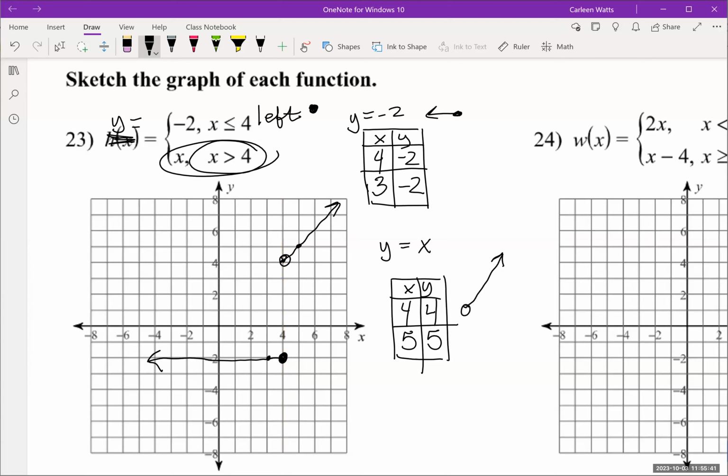Notice they both originate their rays that we learned in geometry. They originate on the line x equals 4. One goes to the right, one goes to the left. And this one is do not do.